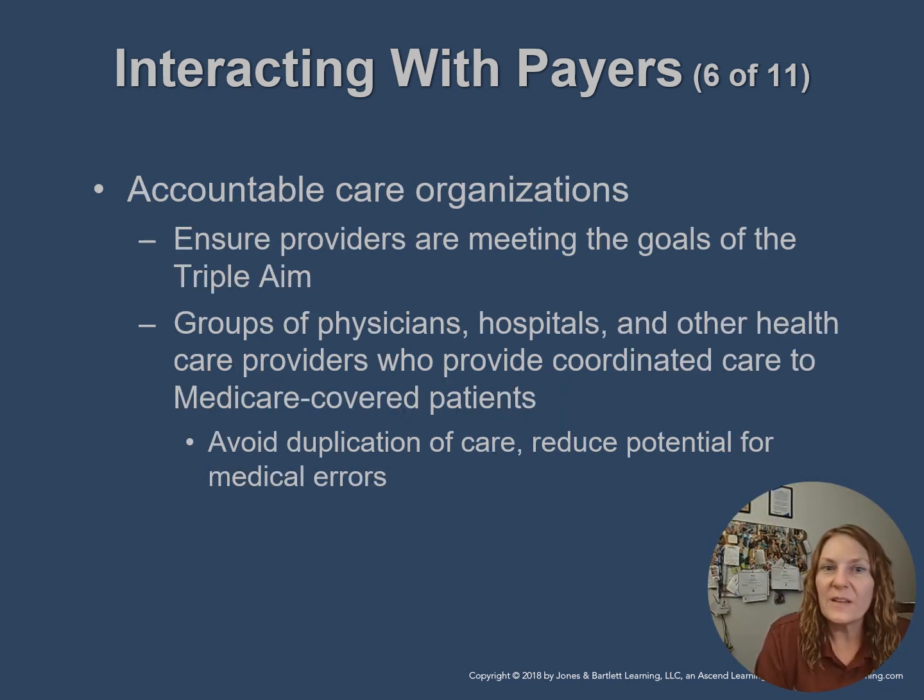Accountable care organizations, or ACOs, are being formed to ensure that providers are meeting the goals of the triple aim by controlling payments. ACOs are groups of physicians, hospitals, and other healthcare providers who provide coordinated healthcare to Medicaid-covered patients. The goal of coordinated care is to avoid duplication of care, reduce the potential for medical errors, and help patients receive the correct level of care at the correct time.